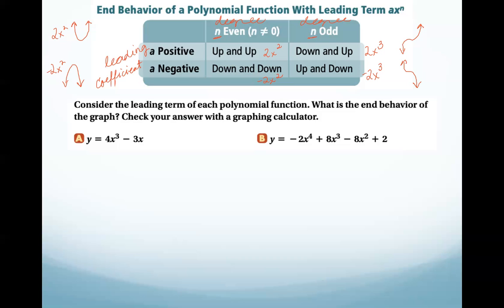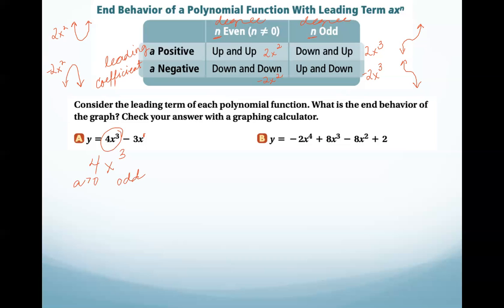The leading term is the one with the biggest exponent. So here we have two exponents, 3 and 1. 3 is bigger, so we have 4x cubed. 4 is positive, and x cubed is odd. So odd means our hands are going to go opposite directions when we dance. It means our ends are going to go opposite directions.